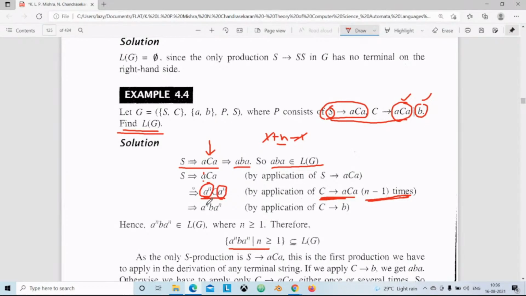And ultimately these two options we have exhausted, but in order to get the sentence we have to replace this S by 0S1. You can say that this is the way to get the sentence. If you apply S implies ACA, then the only thing we can do is replace this capital C.